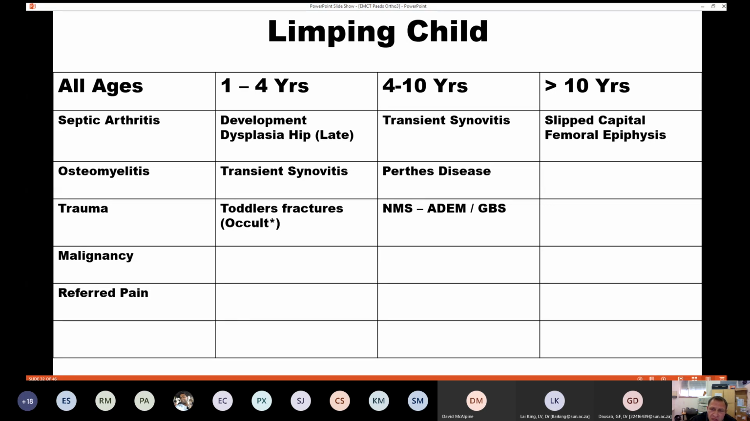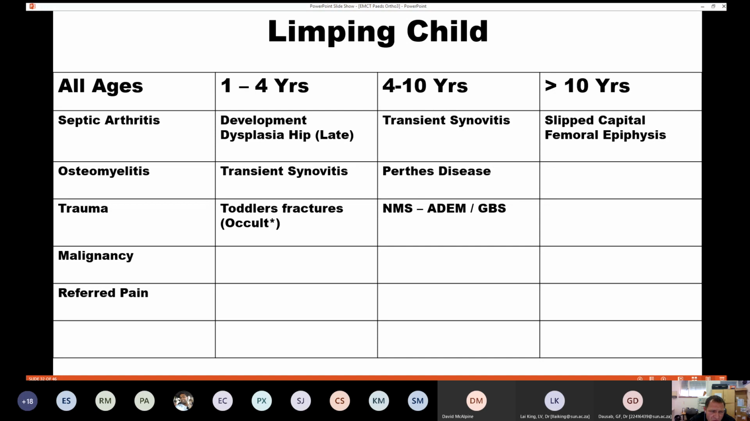Secondly, be aware that if the parents tell you the child is having an abnormal gait pattern, but you don't think it's abnormal, remember what I started off with. If they're worried, you need to pay attention. This is one way of dividing different diagnoses for a limping child, looking at which conditions can appear at all ages, which conditions will be the younger child, 1 to 4 years, then 4 to 10 years, and then older than 10 years. There's obviously other diagnoses that will fit as well, but these are probably the most important ones.